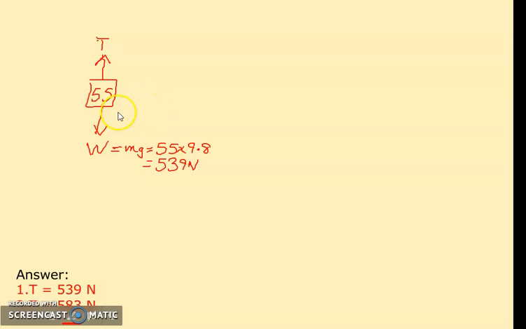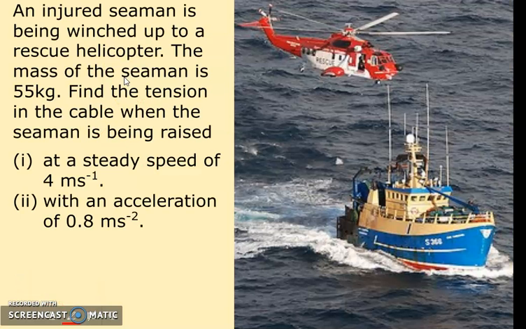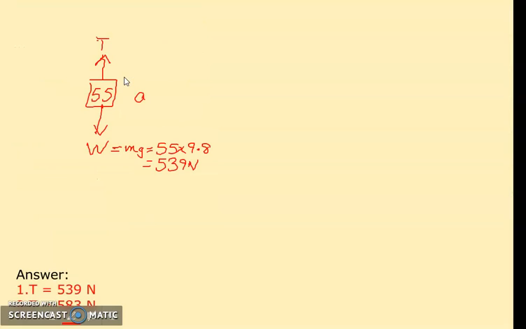Now, notice the first example said to us that it was moving at a constant speed. Just go back, we can see that at a steady speed of 4. The 4 actually means nothing. What matters is the fact it's a steady speed. So because it's a steady speed, we can say that a equals 0. And because the acceleration is 0, we can just assume that the force up equals the force down. T is equal to W, and therefore the tension is 539 newtons.